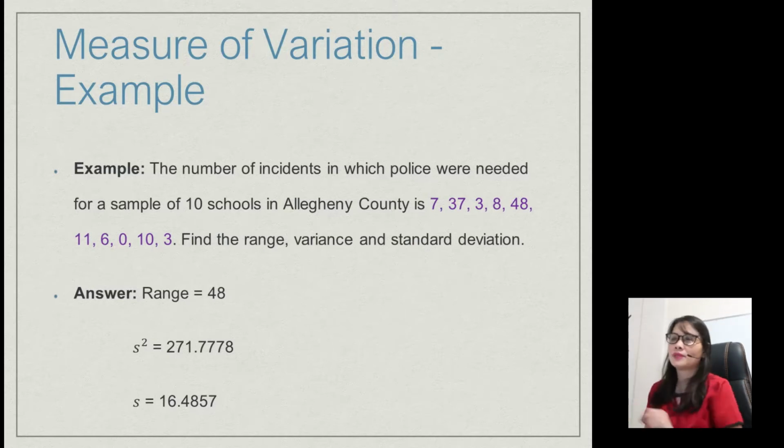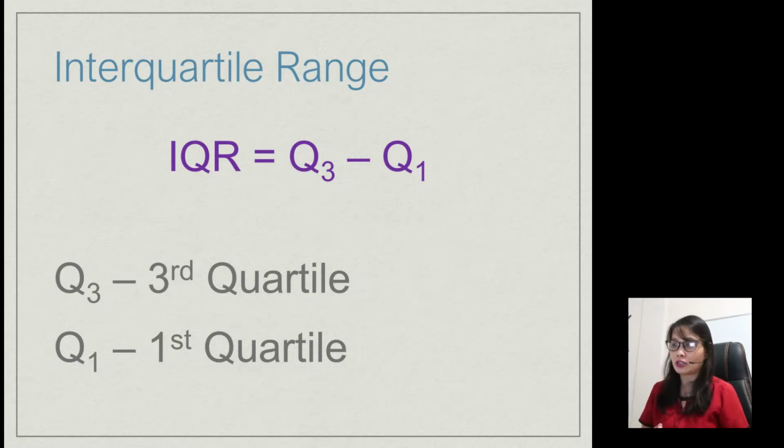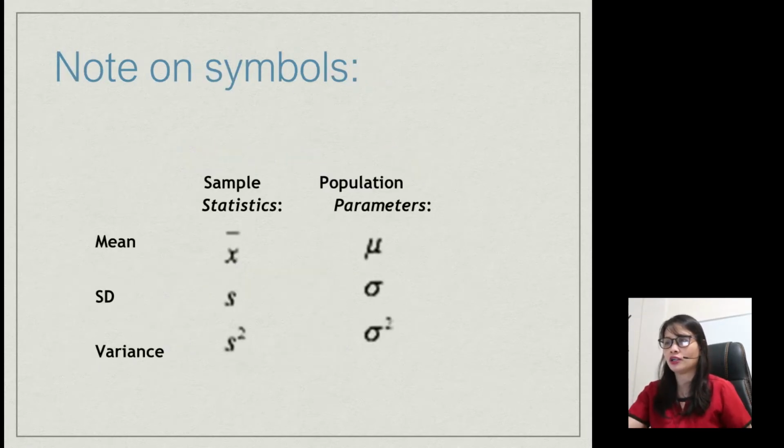Next, interquartile range. To solve for the interquartile range, it is the third quartile minus the first quartile. So the interquartile range is the third quartile minus the first quartile. But the question is, Miss, how do we determine the first and third quartile? We will find it later as we go along.